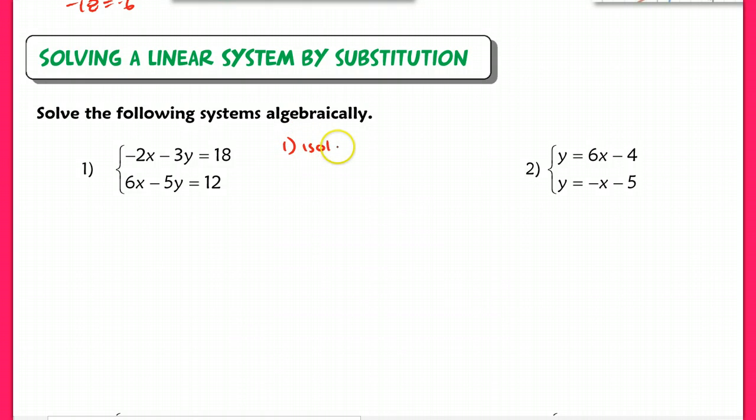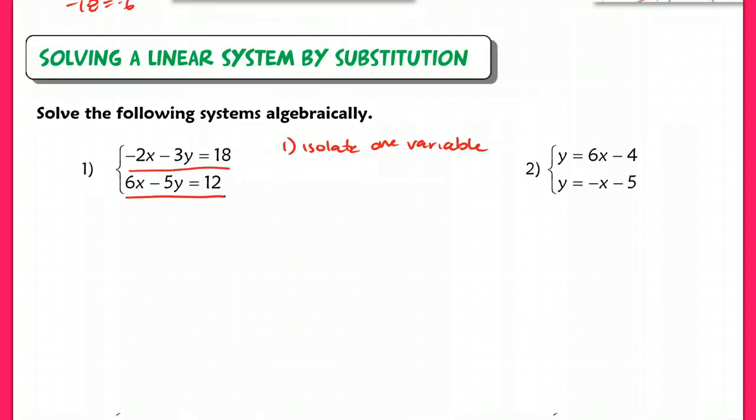So isolate one variable in one of your equations. It doesn't matter which one you choose, but you probably want to pick values that you're going to get, I guess, smart values for. Like, for example, here, there's really no benefit in solving for either the x or the y. Here, though, in this question, if I solve for the y, I'm going to end up with two fractions as opposed to just one, so it would probably be easier for me to solve for the x.